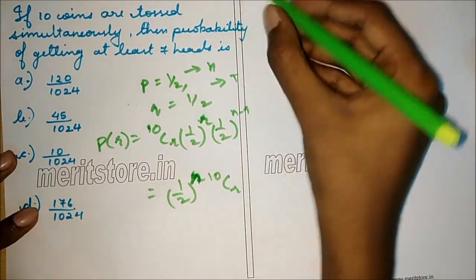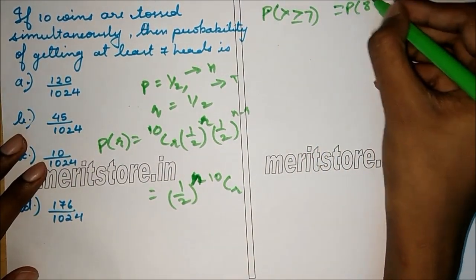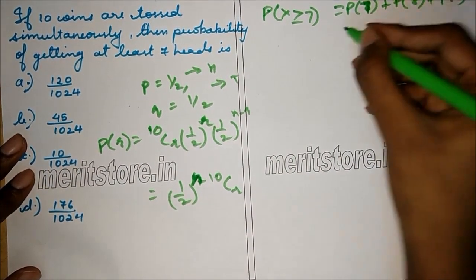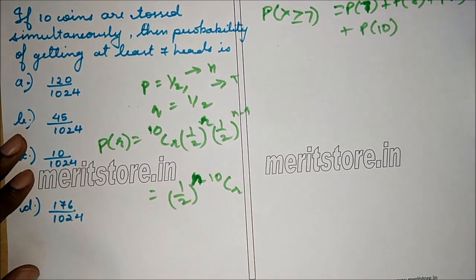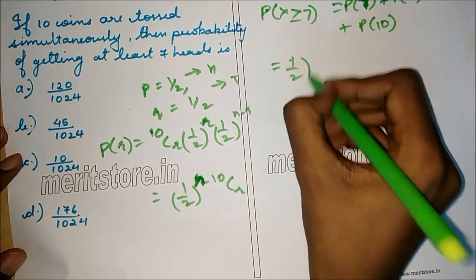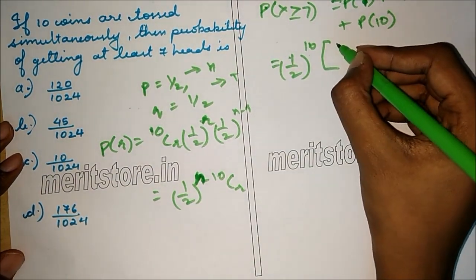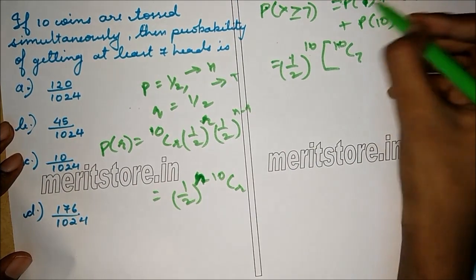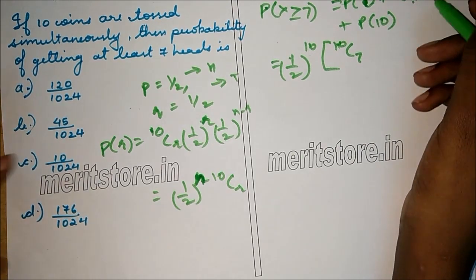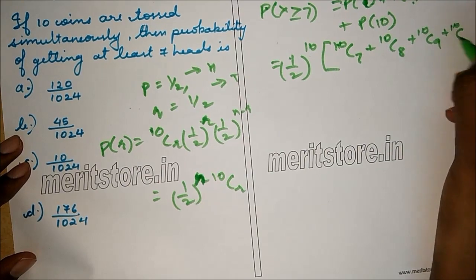So at least 7 heads. So this will be P of x greater than or equal to 7, which is equal to P of 7 plus P of 8 plus P of 9 plus P of 10. We take half raised to n common. N in this case is 10, so half raised to 10. So we are remaining with NCR, that is 10C7. R for this is 7, this is 8, this is 9, and R for this is 10. So this will be 10C7 plus 10C8 plus 10C9 plus 10C10.